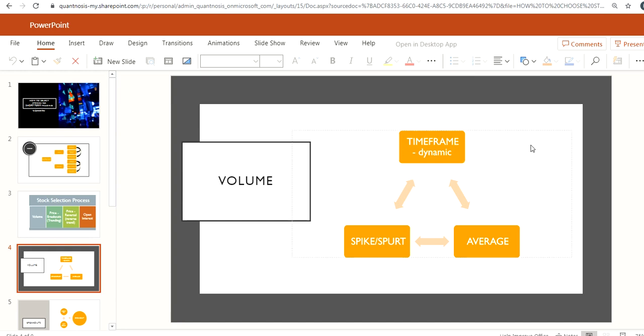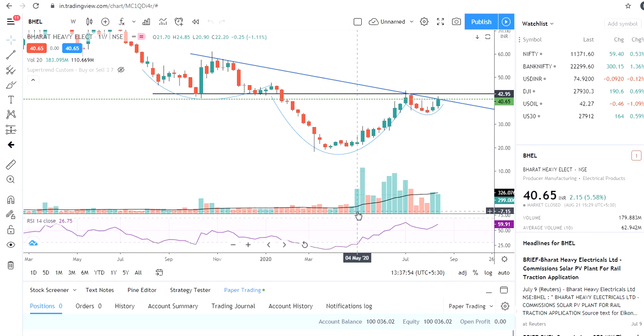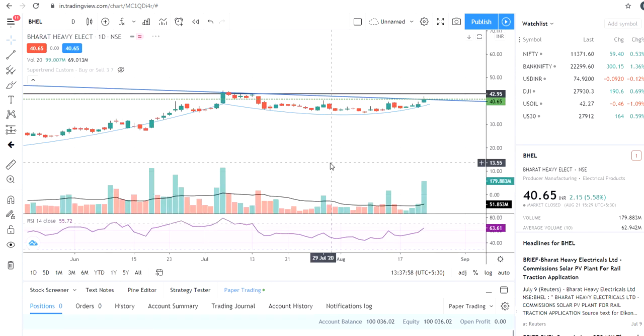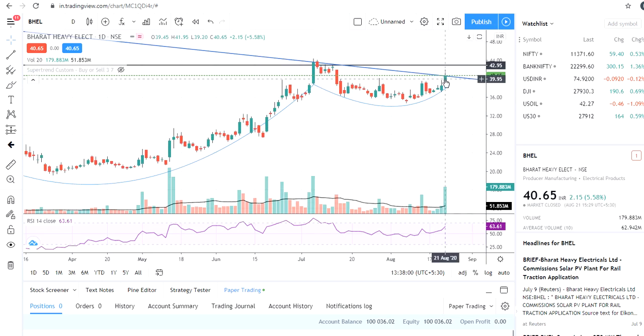Now volume can behave in two ways which we will be looking for when selecting stocks. We'll be using these two things: either a volume spike, or volume that is above average. These two parameters we'll be using for volume. So what do spike or spurt mean? It basically means that in the current candle, be it weekly or daily, it does not matter, but in one candle the volume should suddenly be very big compared to the previous one or to the average volume.